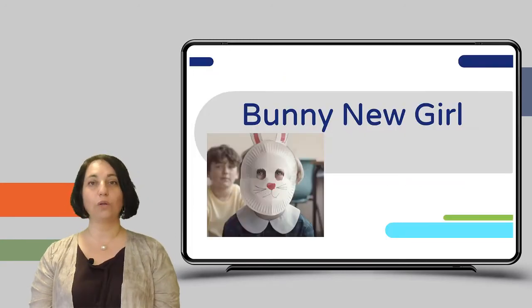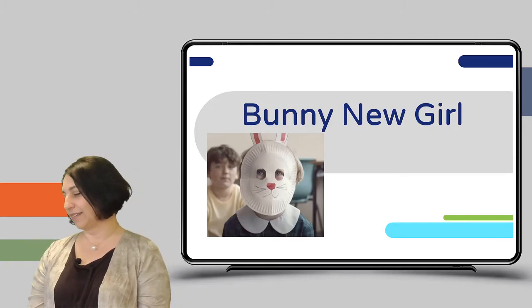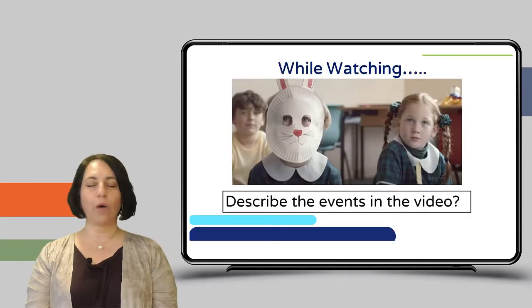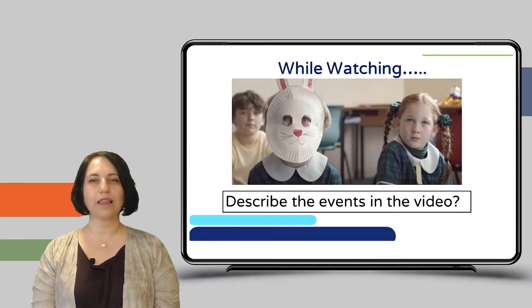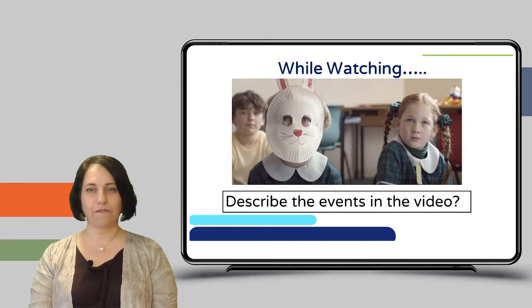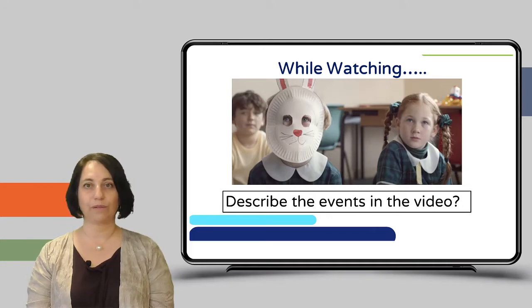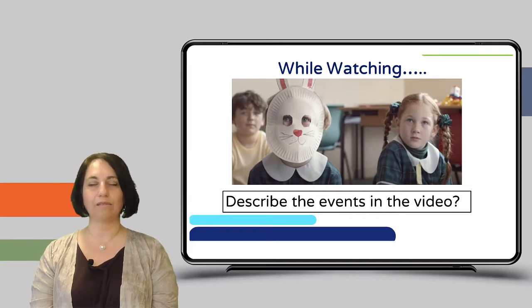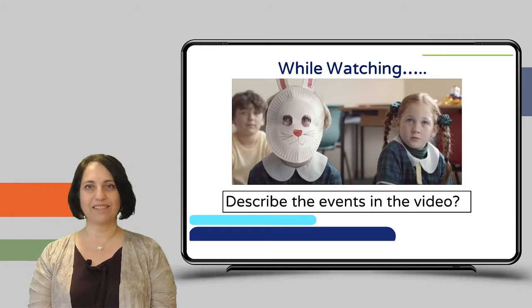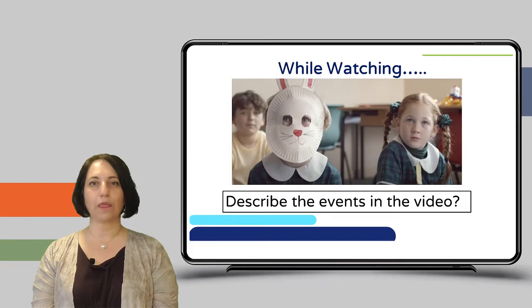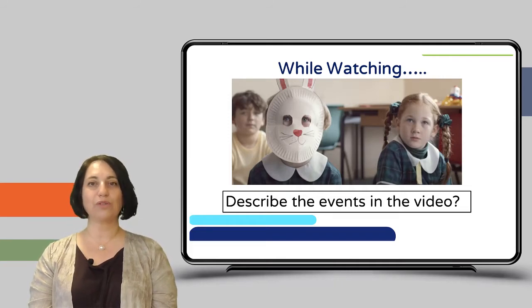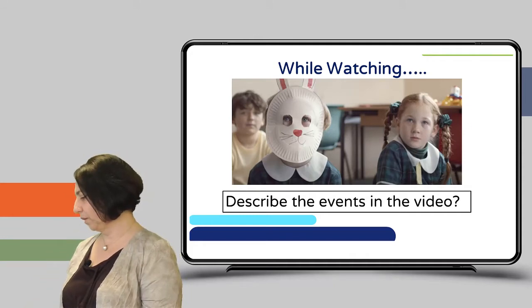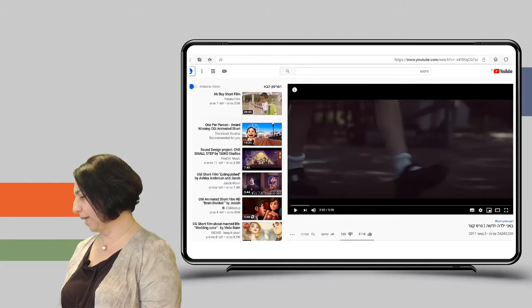So this clip is called Bunny New Girl, and you can see that it's a little girl with a mask on her face. And while we are watching this clip, I want you to think how you would describe the events in the clip in detail, okay? Think about, remember what we learned in the last lesson? Think about what happened at the beginning, the middle, and the end. And if you can talk about what happened at the beginning, the middle, and the end, then you should be able to easily describe the events in this clip, in this video. So let's watch the clip from the beginning.